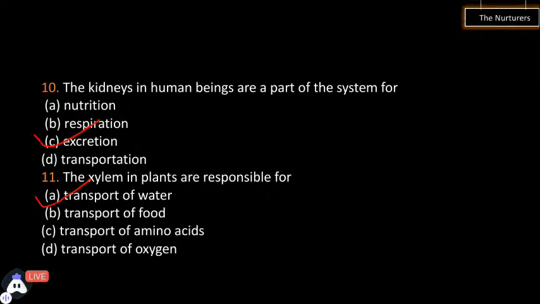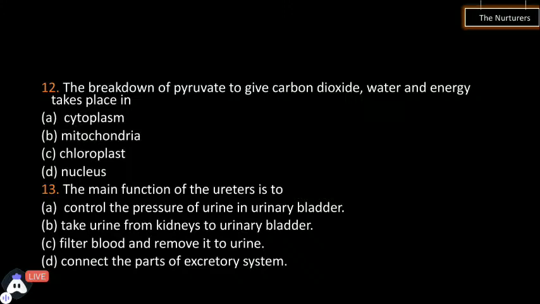Moving ahead to the next one. Okay, the breakdown of pyruvate to give carbon dioxide, water and energy takes place in. Now, आपको बताना है pyruvate breakdown हो रहा है and it is giving carbon dioxide, water and energy. This process is occurring in A. Cytoplasm, B. Mitochondria, or C. Chloroplast, or the D. Nucleus. Where is this process taking place? Pyruvate का breakdown cytoplasm में, mitochondria, chloroplast, nucleus.